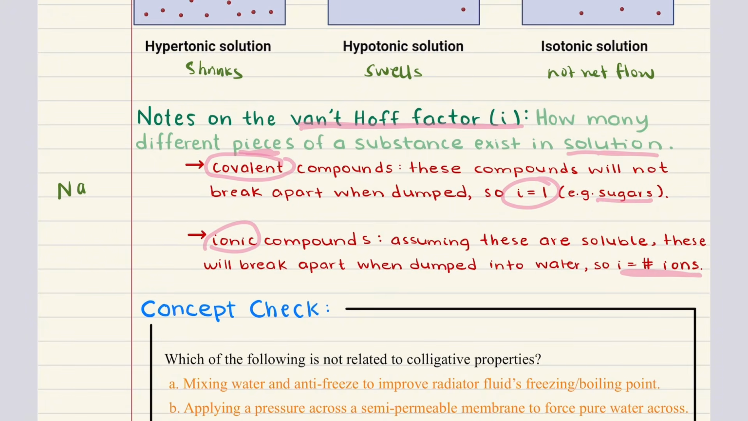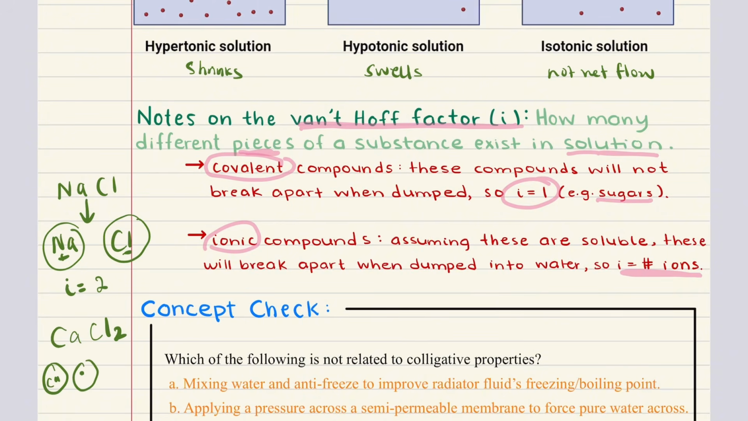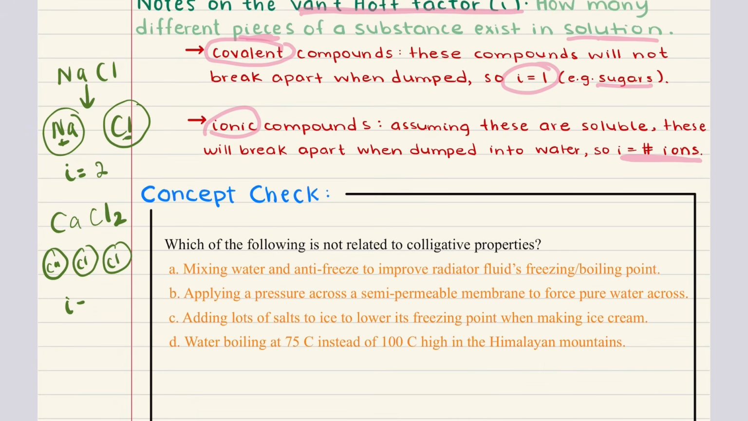So for example, sodium chloride, NaCl, dissociates into 2 ions, sodium cation and chloride anion, so i is 2. Calcium chloride, CaCl2, when it gets dissolved, produces 3 ions, so i is 3. In real solutions, the effective value of i can be a little less than the ideal whole number because of something called ion pairing, but we're not going to get into that in a Gen Chem 2 class. Just a little fun fact.